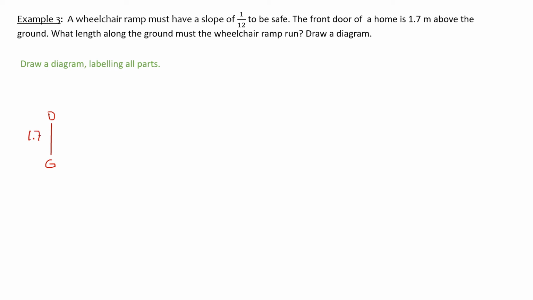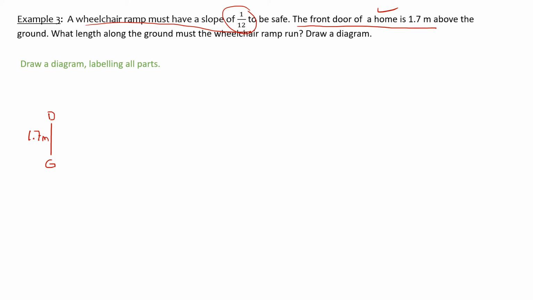Think of your front door at your home or somebody's home. Usually you have to go up a few steps to get to the front door. You do not walk straight in from the sidewalk. Even if you're going into an apartment, you always go up. So there's the front door and the ground, 1.7 meters. The front door of a home is 1.7 meters above the ground. We got that. And the other piece of information we have is that a wheelchair ramp must have a slope of 1/12 to be safe.